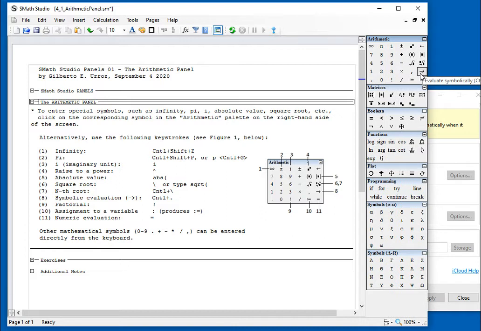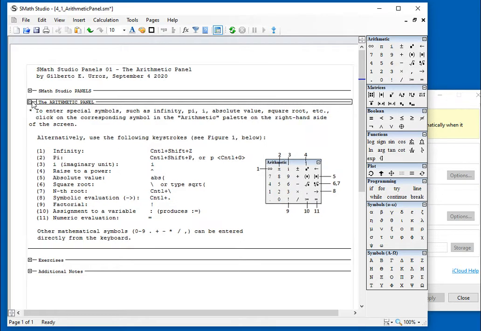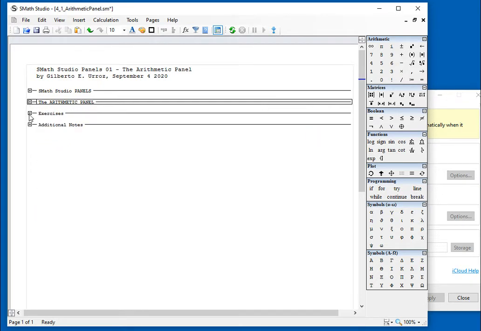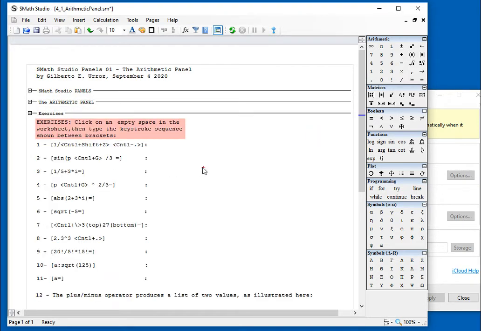There's the symbolic evaluation, control dot. The definition is the colon and the equal sign. Okay, out of those, we can enter many of them using the keyboard, the numbers, the basic operations, and some others with the name. For example, the absolute value is called ABS. And so let me show you some exercises here using the arithmetic panel.